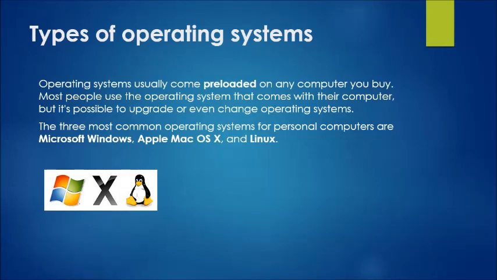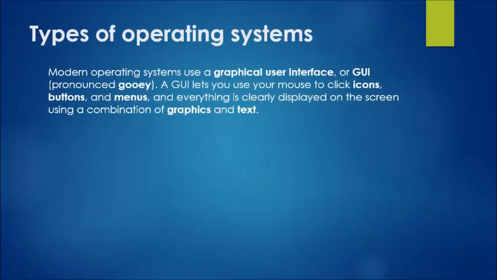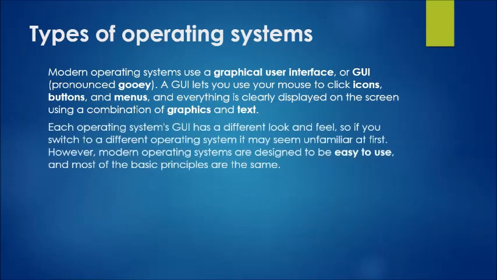It's cute, right? Anyway, modern operating systems use a graphical user interface, which I discussed in the previous lesson, or GUI. A GUI lets you use your mouse to click icons, buttons, and menus, and everything is clearly displayed on the screen using a combination of graphics and text. Each operating system's GUI has a different look and feel, so if you switch to a different operating system, it may seem unfamiliar at first. However, modern operating systems are designed to be easy to use, and most of the basic principles are, well, the same.